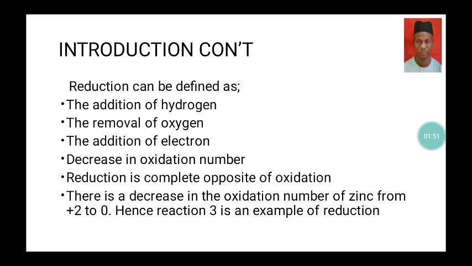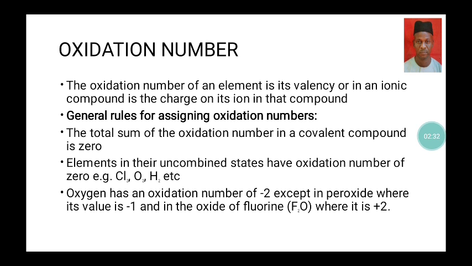If you add an electron to an atom, it becomes an anion. So reduction is the addition of an electron or decrease in oxidation number. For example, the reaction in which zinc changes from zinc ion to zinc atom. There is a change in oxidation number from +2 to 0. Hence, such reaction is said to be reduction because there is a decrease in oxidation number, that is from +2 to 0.